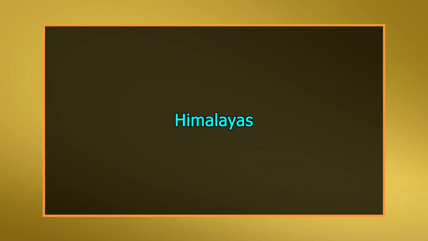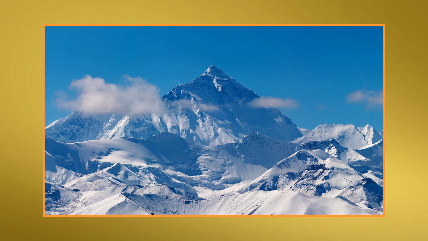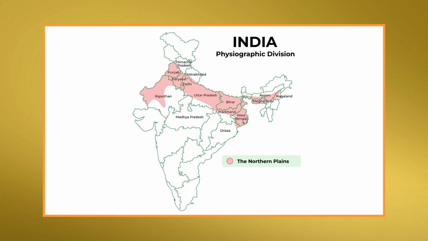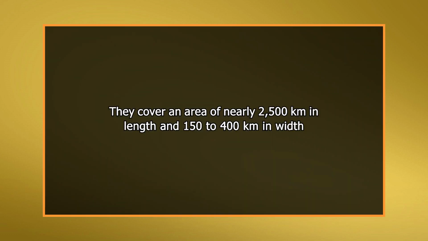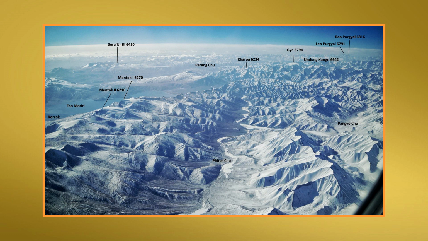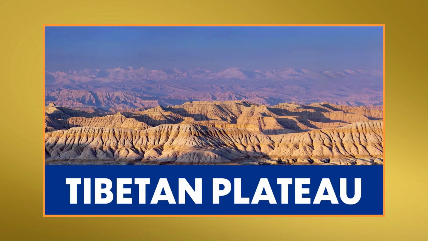Dear students, we will first discuss the Himalayas. The Himalayas form a highly rugged and continuous stretch of high mountainous country, which flanks northern India for a considerable length and runs from the Brahmaputra Gorge in the east to the Indus in the west. They cover an area of nearly 2,500 km in length and 150 to 400 km in width. Rising abruptly from the plains, the Himalayas rest against UT Ladakh and the Tibetan Plateau in the form of an arc-like rim. They are one of the youngest fold mountains on the earth.